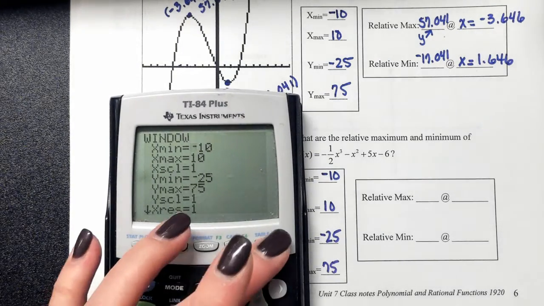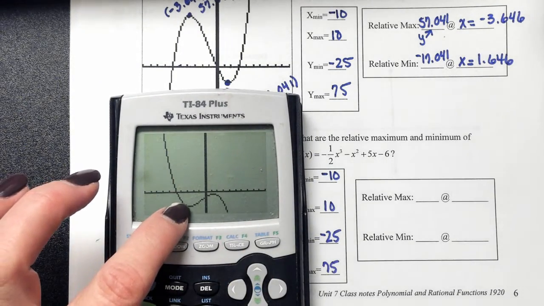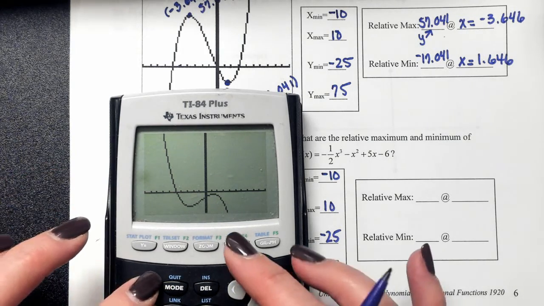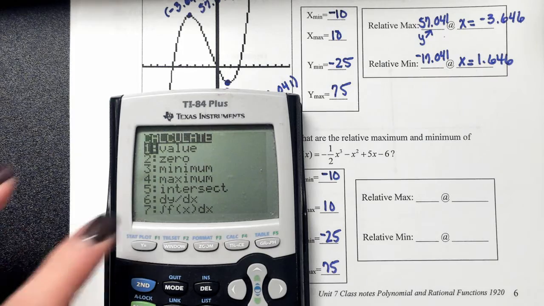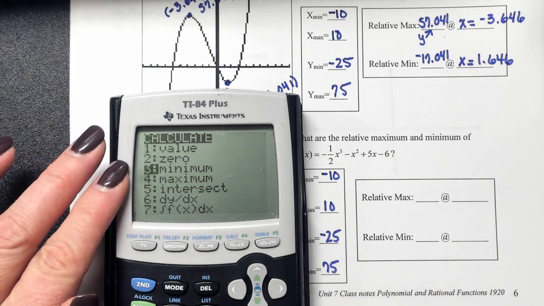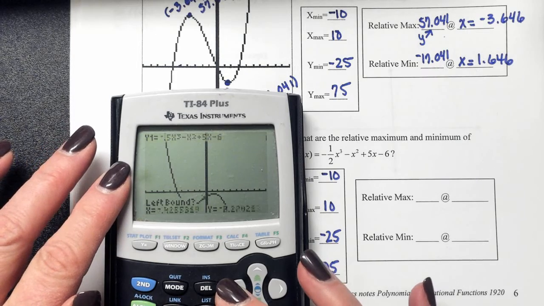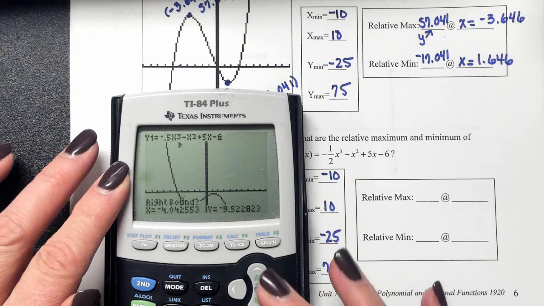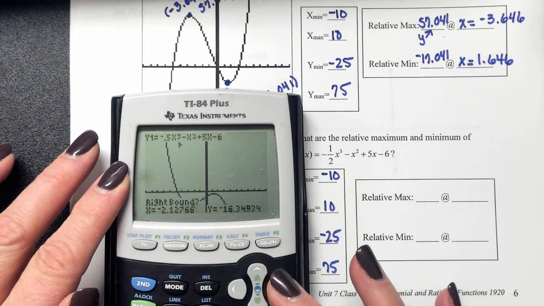So, to find these relative minimum and relative maximums, remember, we're going to go under second trace. It doesn't matter which one you find first, minimum or maximum. I'm going to go ahead and do the minimum. Again, you want to move your cursor a little bit to the left of that turning point, a little bit to the right.